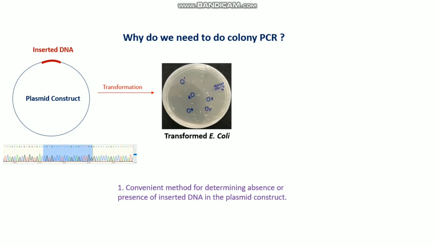But apart from that, there are also some secondary reasons. That is when we send the clones for sequencing. In a very short period of time, you can use this colony PCR amplified product for sending them for sequencing. So very quickly you will get those results because these are the amplified DNA, the amplified product. So this is another reason, and this is another advantage of doing the colony PCR.